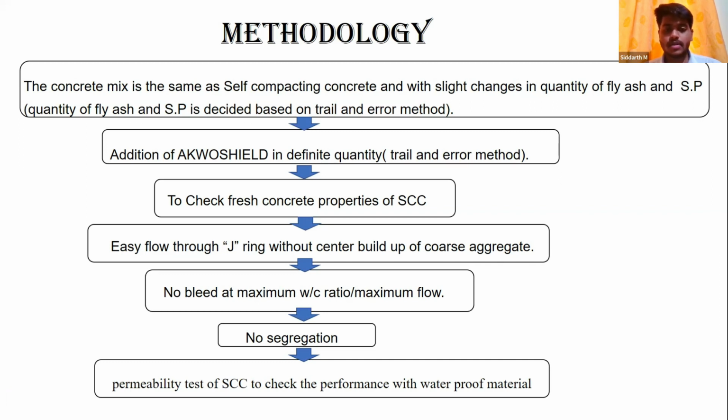To check fresh concrete properties of self-compacting concrete: easy flow through J-ring without center buildup of coarse aggregate, no bleed at maximum water cement ratio and maximum flow, no segregation, and permeability test. Permeability test of SCC to check the performance with waterproof material.